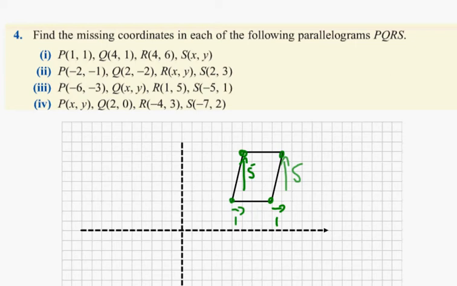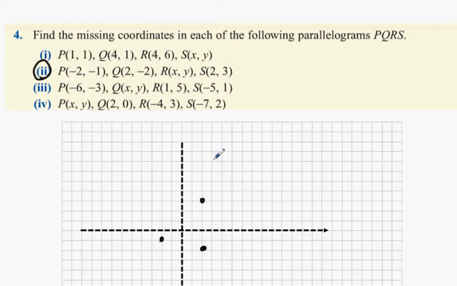So what you're going to do is you're going to be given some points on the parallelogram. So as an example, part 2. (-2, -1). Now I struggle to do these in my head. I'll always draw. And then (2, -2). I don't know where the other one is. And S is (2, 3).